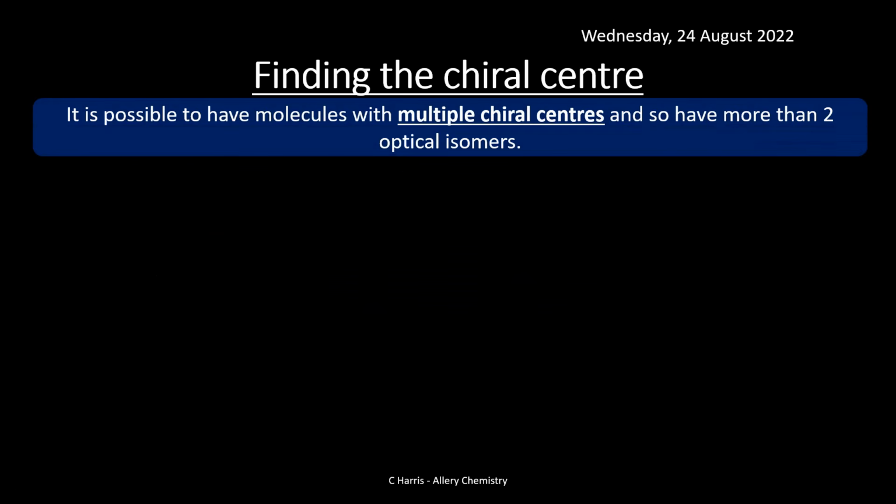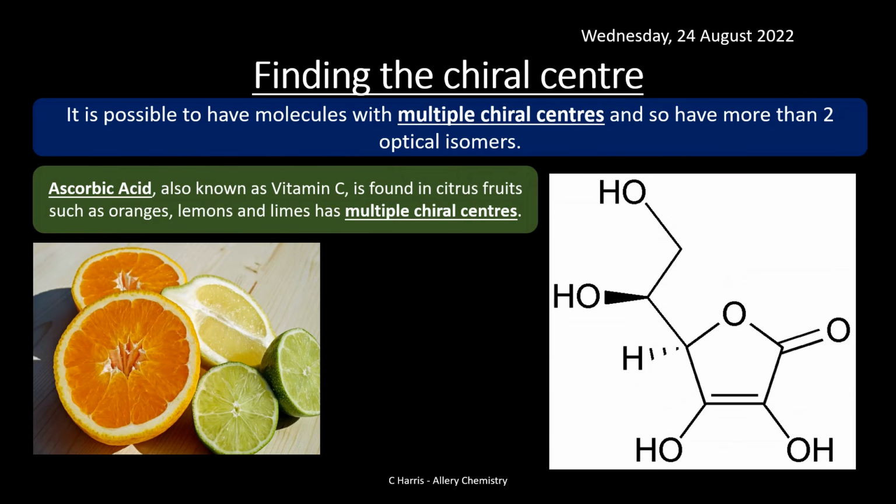Okay, it is possible though that some molecules might have multiple chiral centers. You don't just have one, and you can have more than 2 optical isomers, I suppose. A classic example of this is ascorbic acid, also known as vitamin C. And vitamin C, as you probably know, is found in oranges and lemons and limes and citrus fruits. But vitamin C has loads of chiral centers. Again, see if you can try and spot them in that molecule.